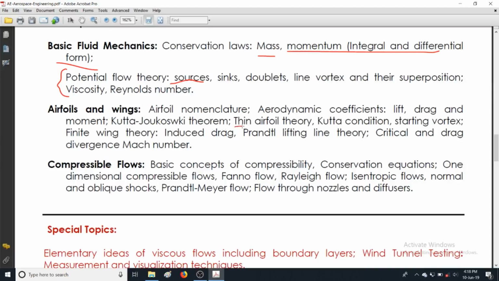Then we will go for the thin airfoil theory, and then the Kutta-Joukowski theorem, and then we will learn about the finite wing theory. This is a very important part. A lot of questions have been asked. And then we will go for the induced drag, how to find the induced drag and all. And then we will go for the Prandtl lifting line theory.